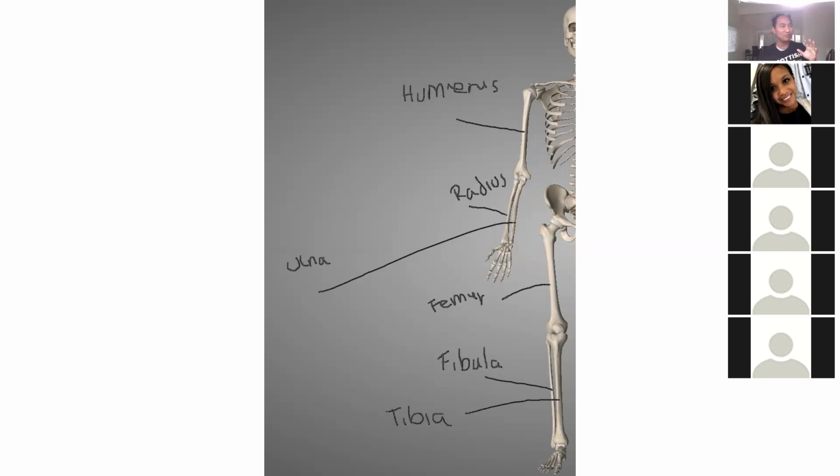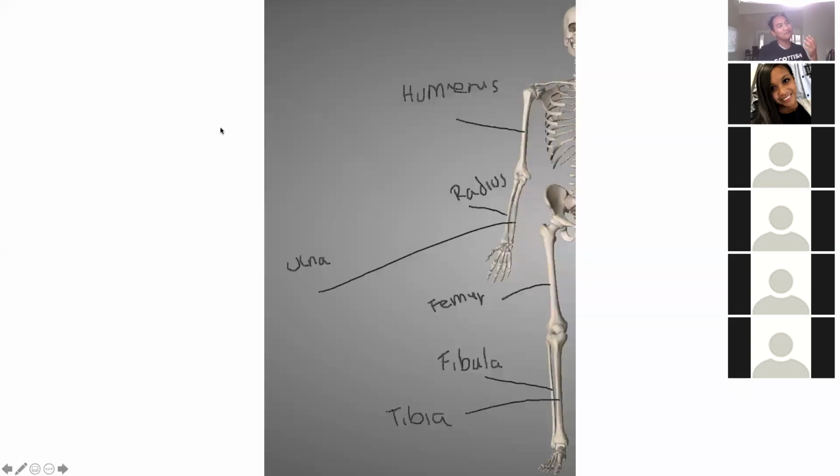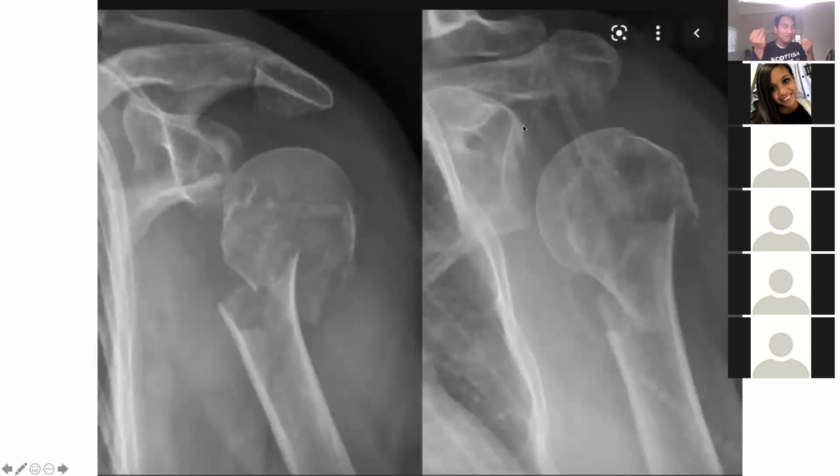So I thought it might be more interesting if we have a chance to see it applied. I believe we can all see there is a fracture in this bone. So what is this bone? Humerus. Humerus, yeah. So this is a humerus fracture. Instead of just looking at it and saying, hey, this is the humerus, this might be a little bit more meaningful, more real. That's what we are going to see.